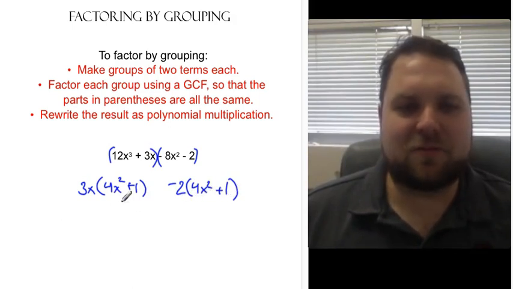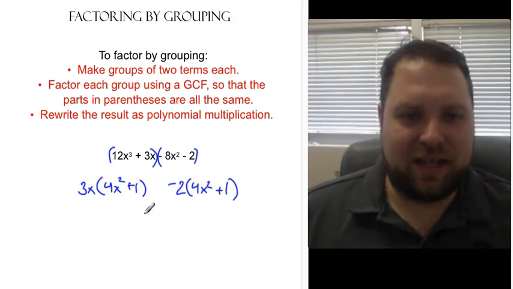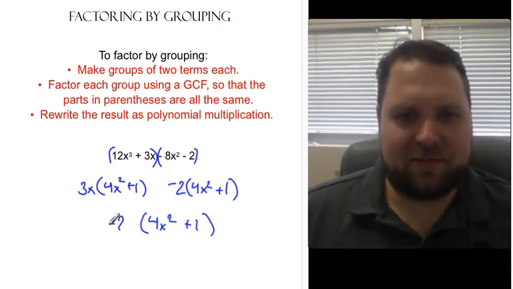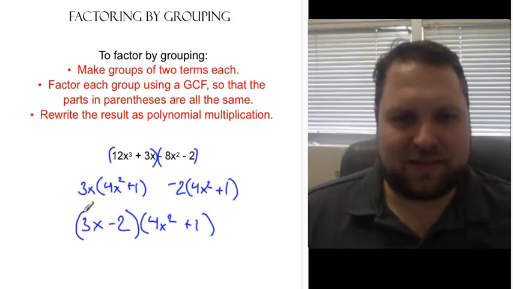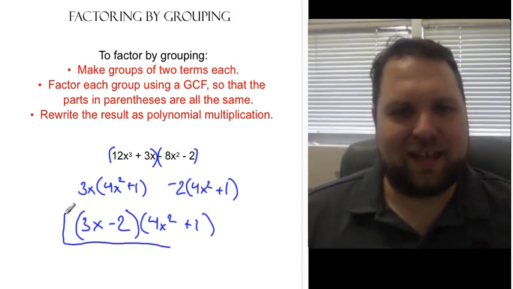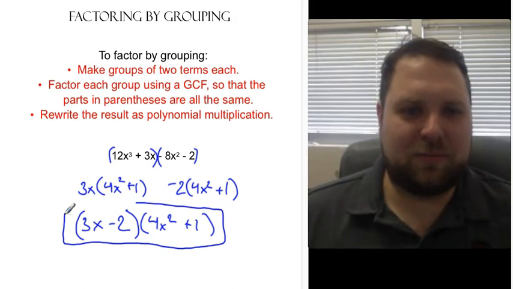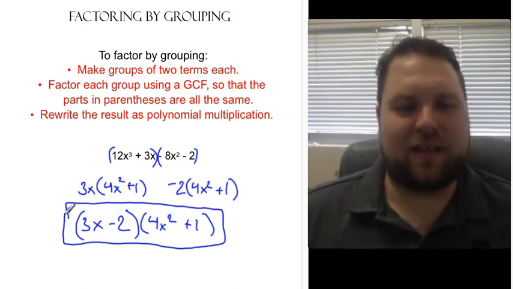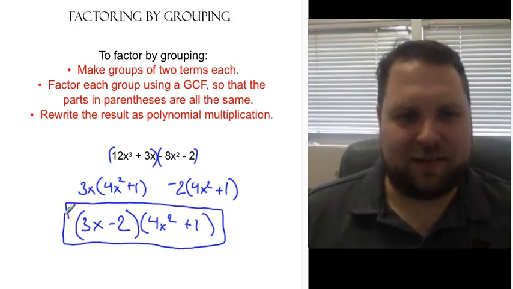And so now I'm going to rewrite that as a double distributive property type thing. 4x squared plus 1, well, I'm distributing a negative 2 through that, and I'm distributing a 3x through that, and I can just write that in parentheses. The 3x goes there, the negative 2 goes right there, and look at this really beautiful result, that we end up having factored that.